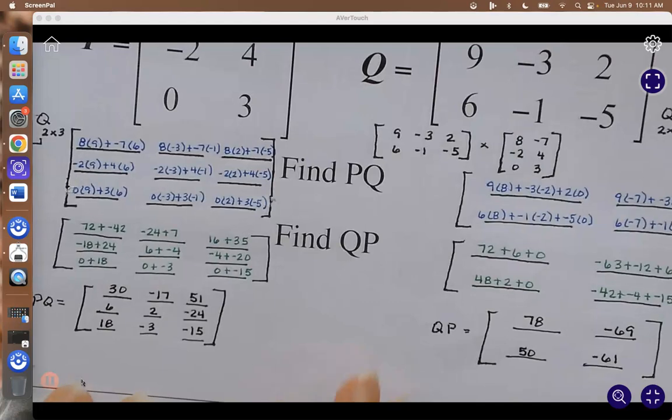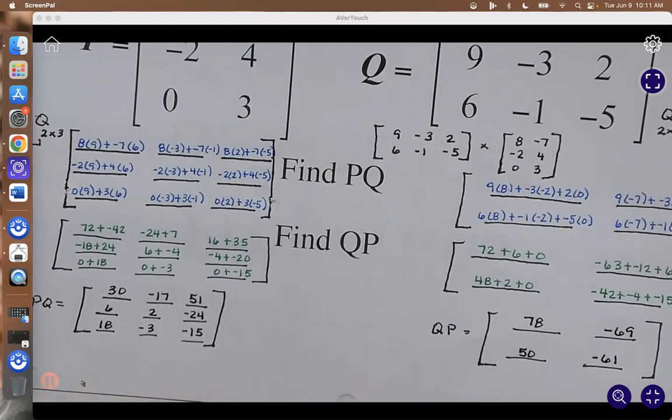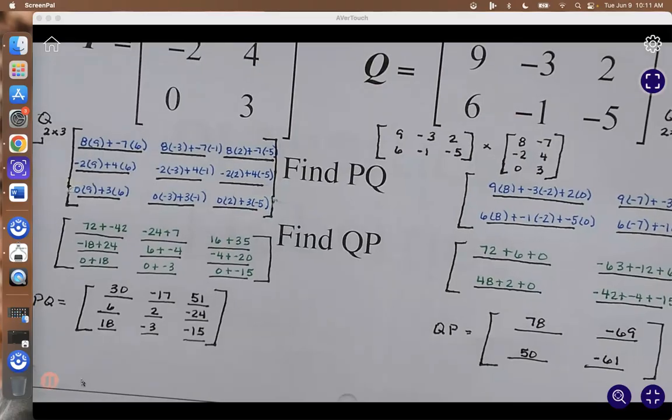Now, we were working with the same values, we just switched the order. Okay? But notice that these are far from being the same answer. So commutative property, the order in which you multiply does matter.